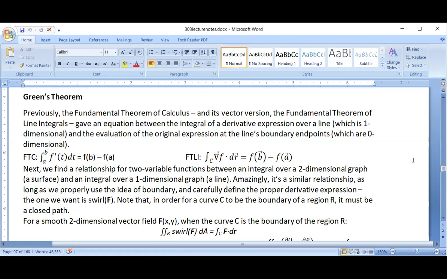This is with the assumptions that vector field F is a function of x and y, so it's two-dimensional, it's smooth, meaning you could take any derivative you like, and it's continuous. And the one-dimensional curve C is a boundary for a two-dimensional region R.